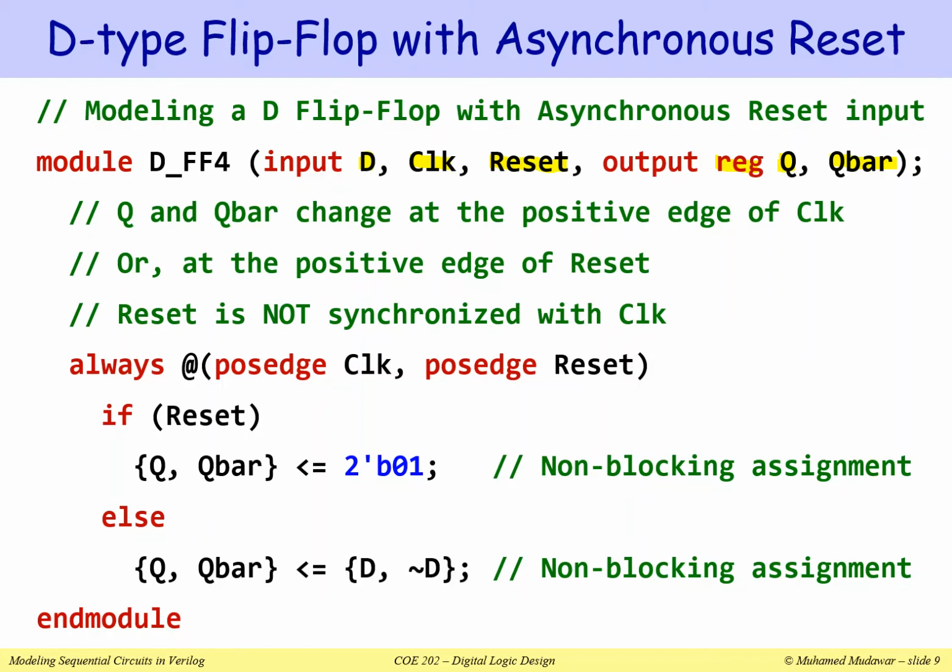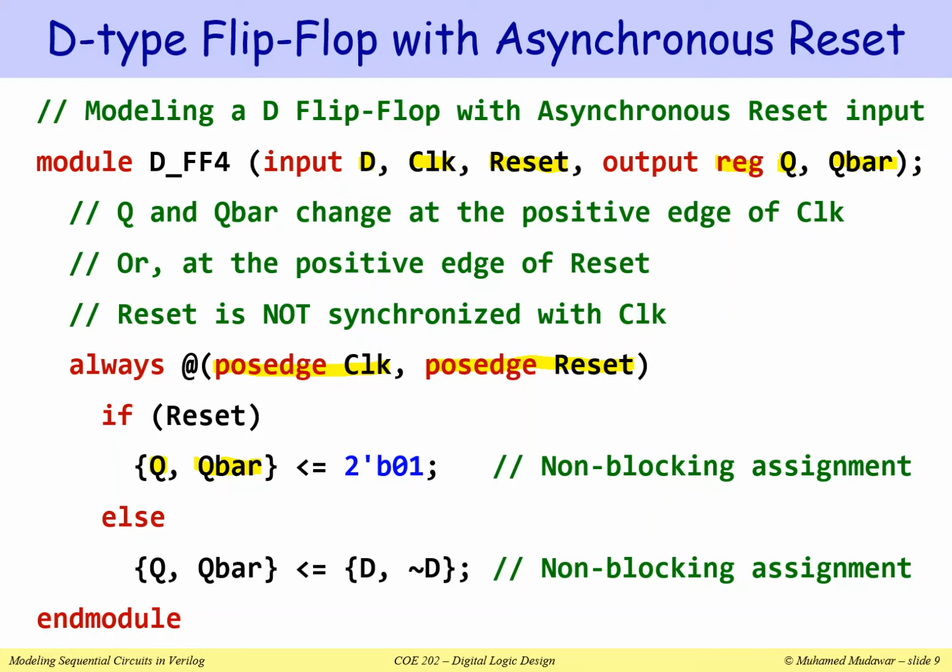So the always statement is now sensitive to the positive edge of the clock because we have a D flip-flop. And also it is sensitive to the positive edge of reset. In other words, if we have the positive edge of the clock, we are going to execute this always statement. If we have the positive edge of reset, we are going to also execute this if-else statement. So if there is a reset, we don't have to wait for the positive edge of the clock. It is sufficient to have a reset to execute the body of this always statement. So if reset is equal to 1, if it is true, then Q becomes 0 and Q bar becomes 1. We can do this at the positive edge of reset without waiting for the clock.